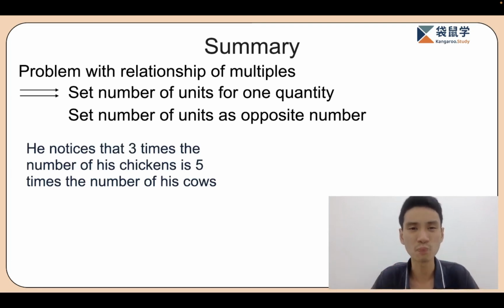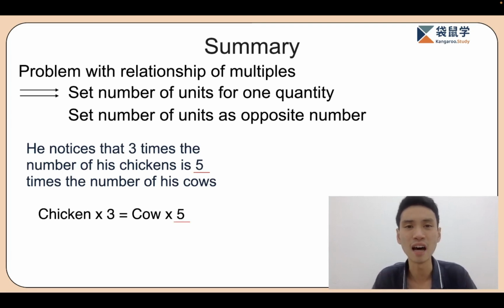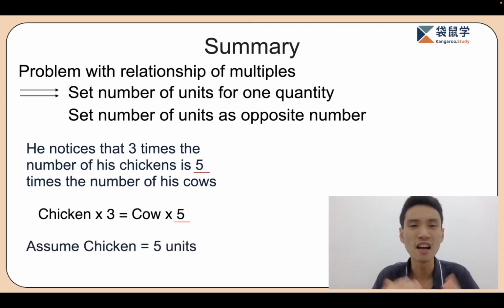So, how would we express this in an equation? It would be chicken times 3 equals cow times 5. And what would the opposite number be in this case if we are assuming the number of units for chickens? It would be 5 because that is the number on the other side of the equal sign. So, we would assume the number of chickens is 5 units for this question, and that's how we set the number of units for 1 quantity.